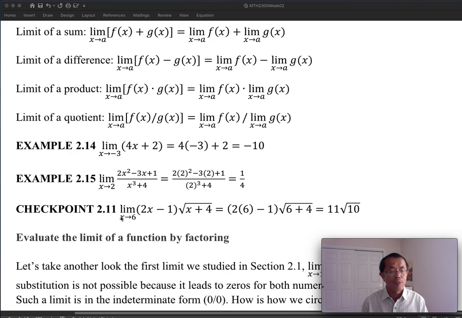This is still from the textbook. Checkpoint 2.11, find the limit as x approaches 6. I did not consider too much. I did not bother with the graph or the table, and besides, the graph and the table are really not reliable. So I did the direct substitution, replacing x with 6. The limit is 11 times the square root of 10.